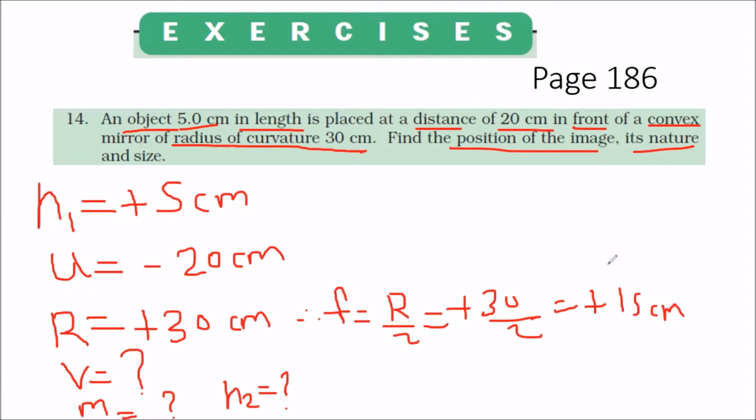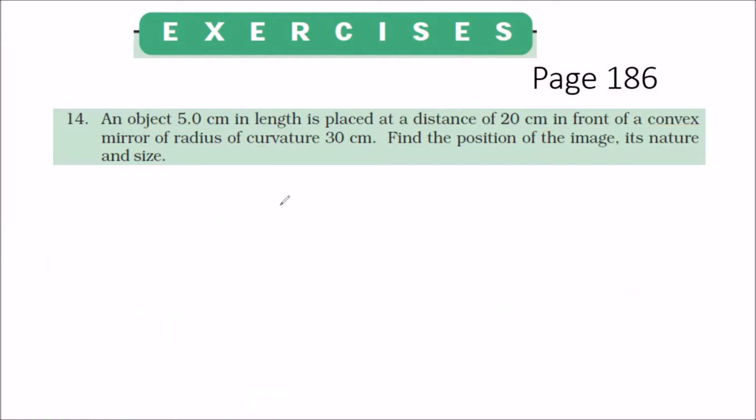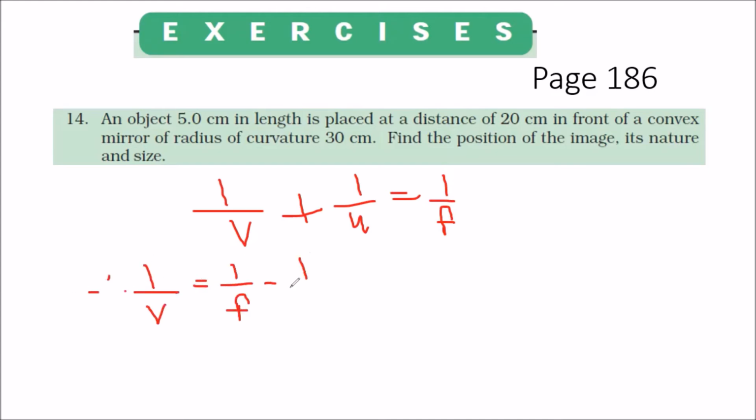Now some of our students also have a doubt about how to substitute the value. So I'll be showing you that also, and then we'll go to the standard answer, which is there on the next slide. So the formula is 1 by v plus 1 by u is equal to 1 by f. In this question it says find image distance. So it becomes 1 by v equals 1 by f minus 1 by u.